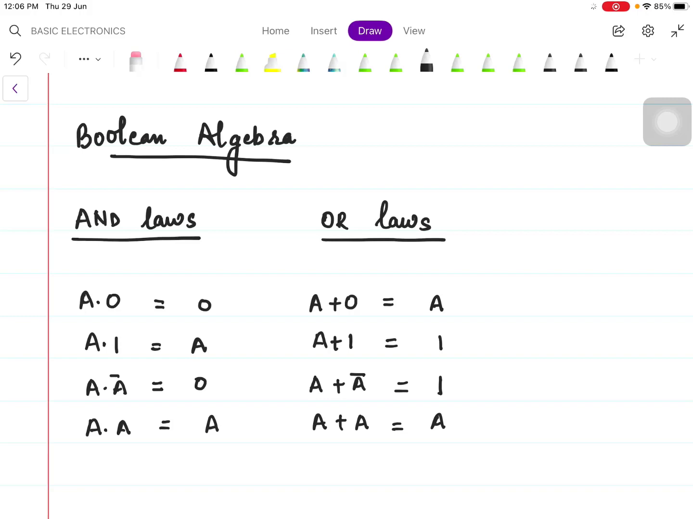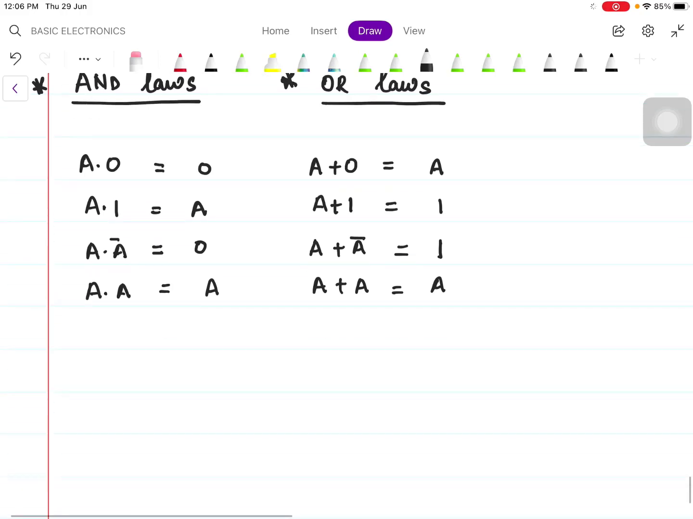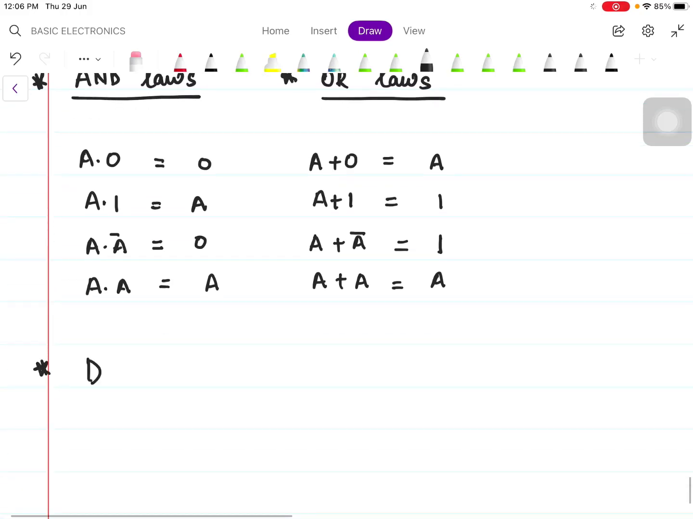Because 0 plus 0 is also 0, or 1 plus 1 is also 1. So A plus A will give you A. So this is the AND laws, the first law. Second is the OR laws. And the third one is De Morgan's theorem.